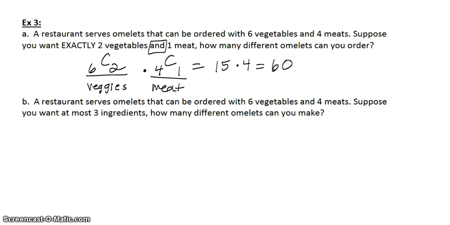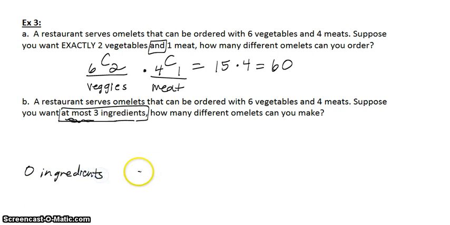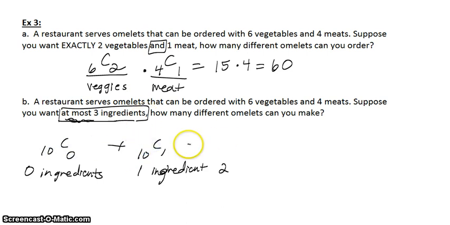And now let's go back, let's compare that with example B. Here it says same situation, 6 veggies, 4 meats to pick from, but now I want at most 3 ingredients. How many different omelets could you make? So this situation is when I want at most, so I either want 0 ingredients to happen, or I want 1 ingredient, or I want 2 ingredients, or I want 3. So I want at most 3 of them. So 10 combination 0, 10 combination 1, 10 combination 2, and 10 combination 3. So that's where I stop.